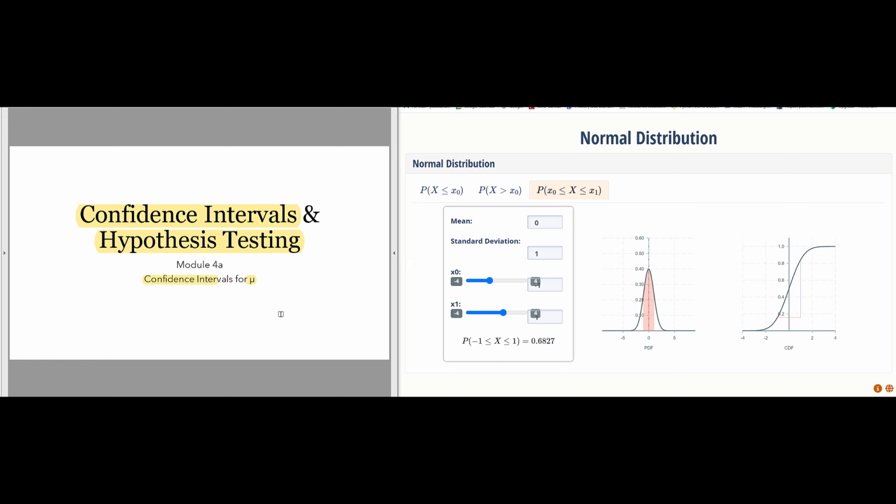And because of the central limit theorem, it turns out that for any underlying population distribution that we have, we can make use of the normal distribution to make predictions about how likely it is that a sample mean is within a certain range of the true population mean.